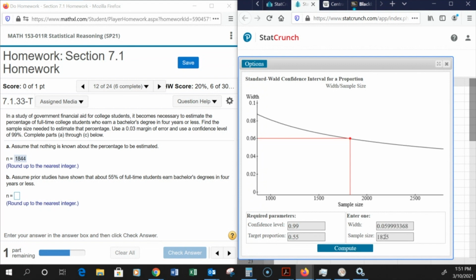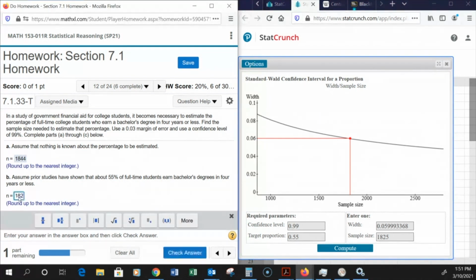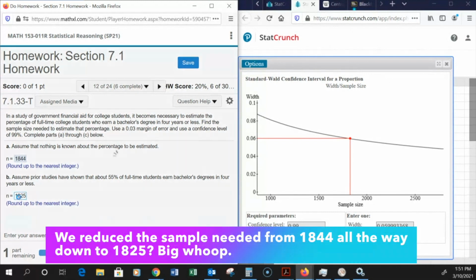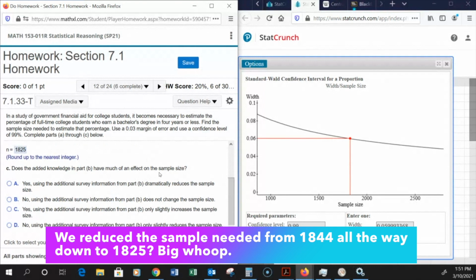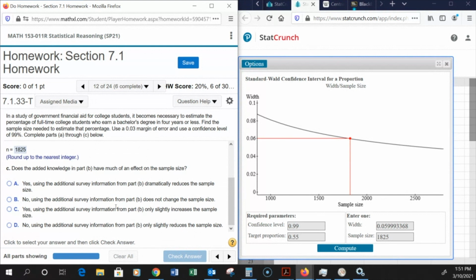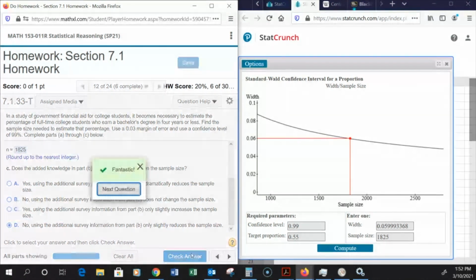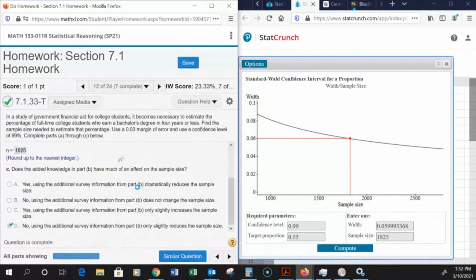We hit compute, and hey, we just saved some research dollars. We don't have to talk to 1,844 students. We only have to talk to 1,825. A substantial, I don't think it's substantial. And that's what they ask us. They say, does it help? Yeah, we went from 50% to 55%. It didn't help much. Using the additional survey information only slightly reduces. It's nothing to write home about. And that's how you work those.